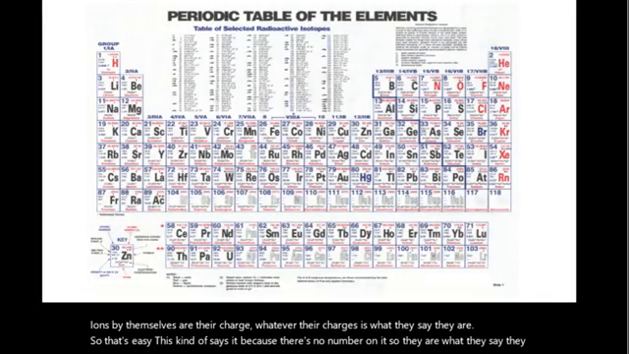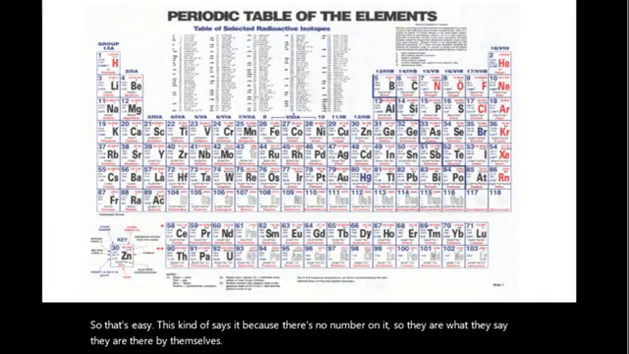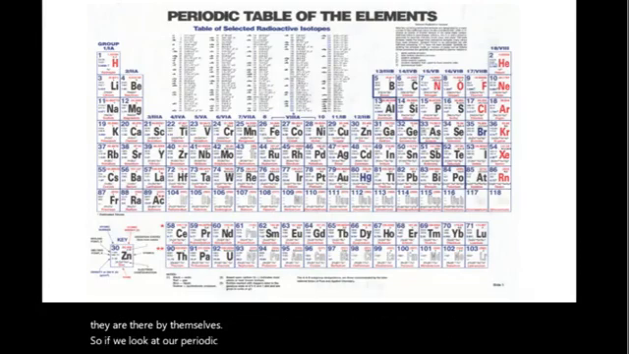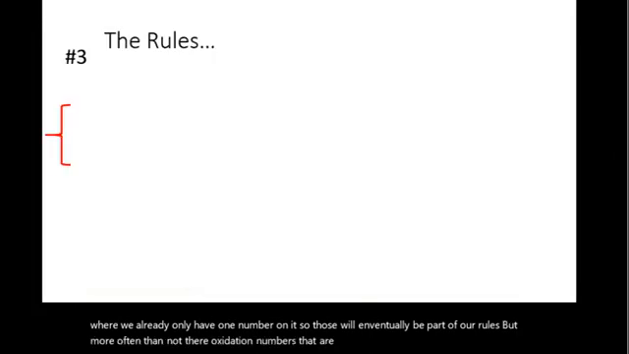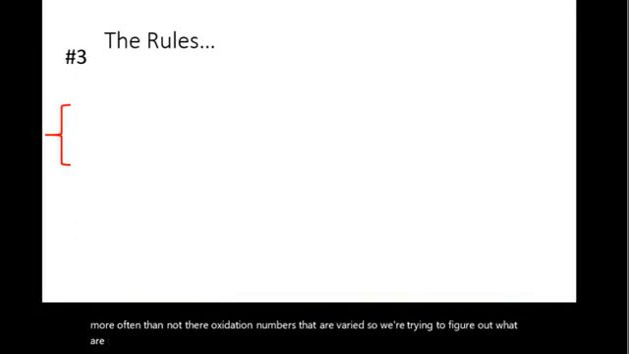They're by themselves. So if we look at our periodic table of the elements, you will see that there are some groupings where we already only have one number on it. So those will eventually be part of our rules. But more often than not, there are oxidation numbers that are varied. So we're trying to figure out what are the different varied oxidation numbers for a particular compound.